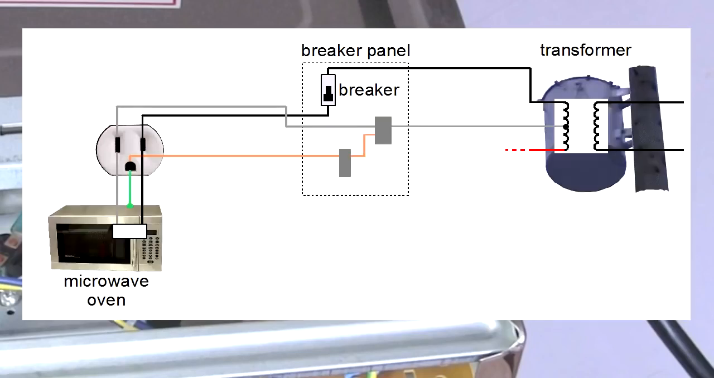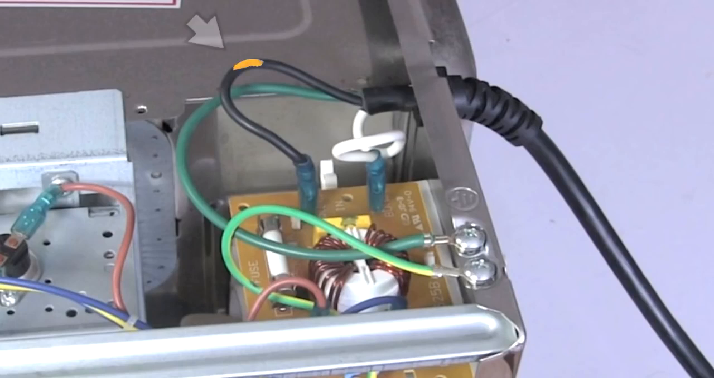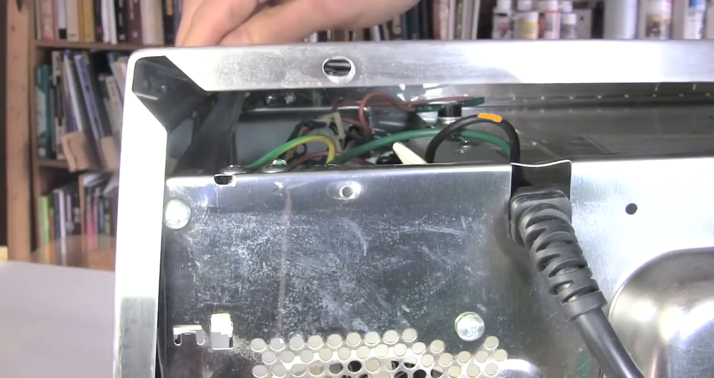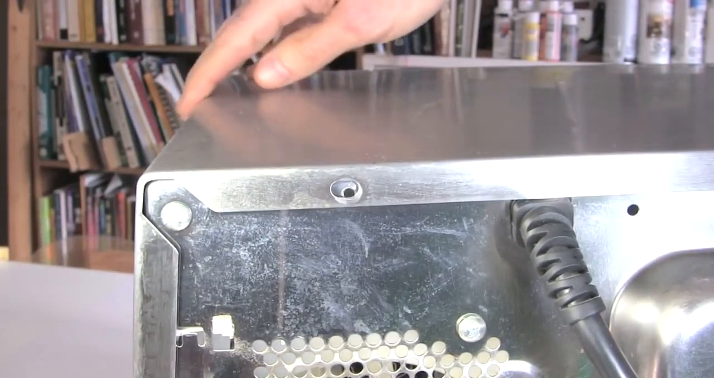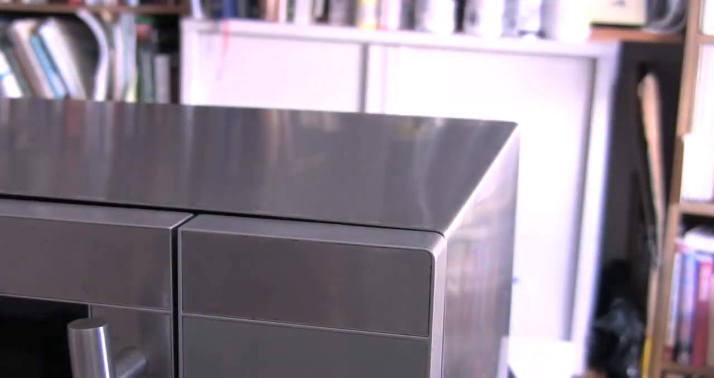We'll add the microwave oven to our diagram. The hot and neutral wires go to the electronics, and the ground wire connects to the case. But the case is not connected to anything else. Electricity won't flow on it because there's no return path. But what if the insulation around the hot wire gets damaged, and the wire itself touches the metal case? The case is now connected to the hot wire. If you were to touch the case, you'd get a dangerous shock.